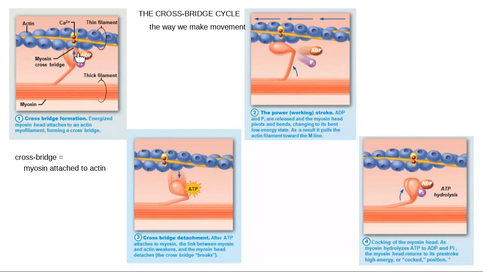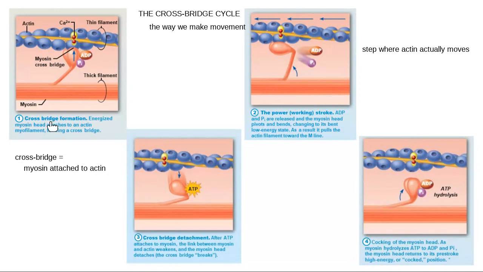Step 2 is where we actually have movement. When you're trying to figure out what happens in each of these steps, the step called the power stroke or the working stroke is where things actually move. So this is the step where actin actually moves. Power stroke. So what's making your muscle get shorter, allowing you to do a bicep curl? The step that actually does the movement is the power stroke. Here's what happens in this power stroke stage.